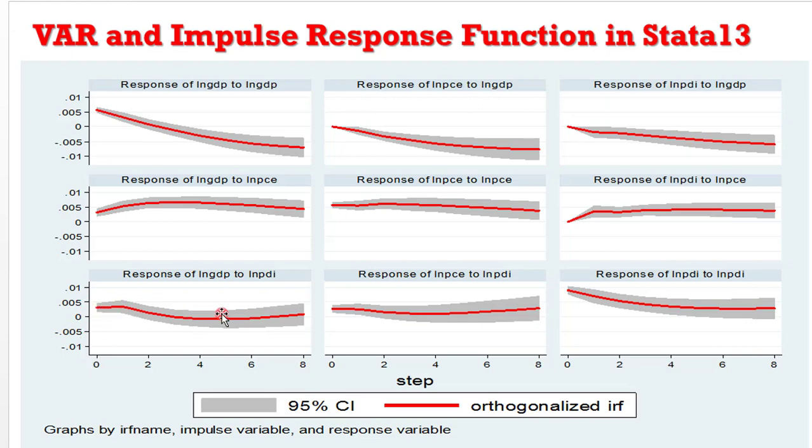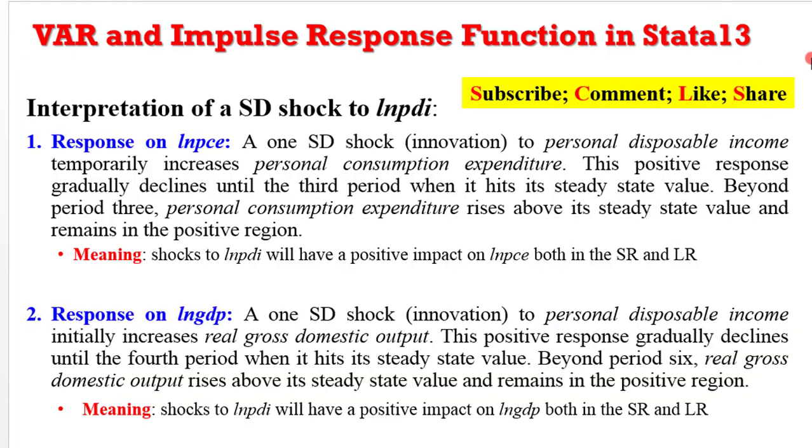So if the graph is above the 0 line, you can say it is a positive response. And if it's now below the 0 line, you can say there is a negative response. So overall, GDP and PCE exhibit positive responses to a standard deviation shock to PDI. So the explanations I made, you can see them all here if you want the notes. So these are the explanations.